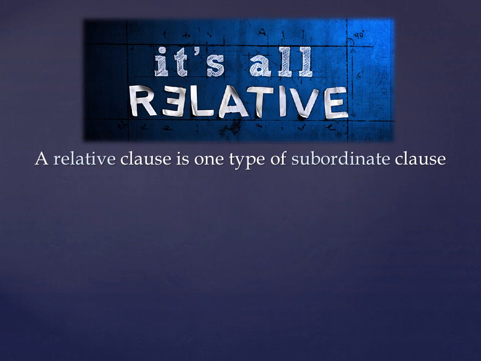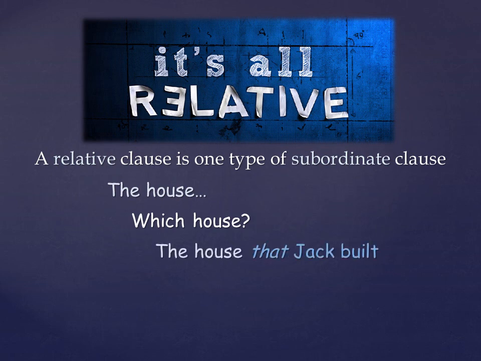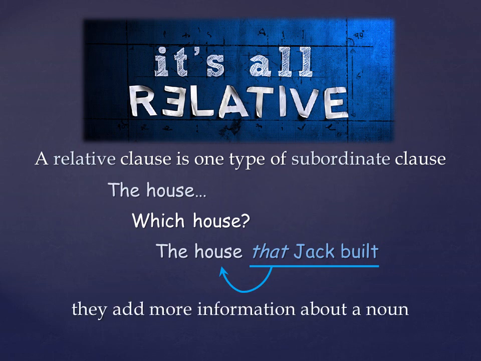So if we take the phrase, the house, we might ask, which house? The house that Jack built. The clause, that Jack built, identifies which house we're talking about. In this way, relative clauses add more information about a noun, like an adjective would do. But they allow for much more content than we could ever achieve just using an adjective. Finally, the noun which they qualify is called the antecedent noun.